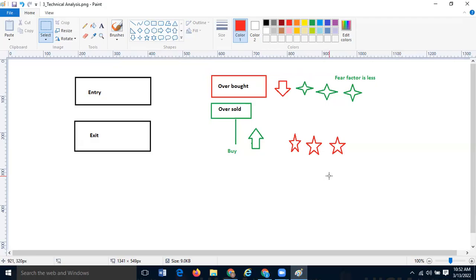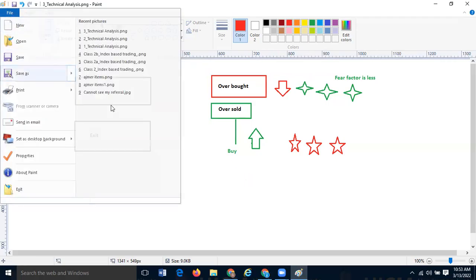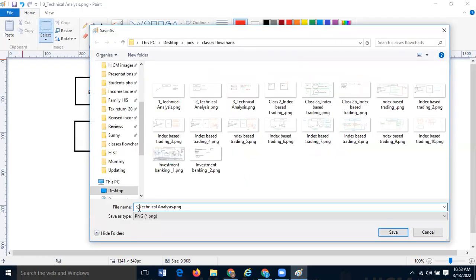There are various indicators which will give us this answer. In my next slides, I will show you. I just saved this. I think, yes, I've saved this.